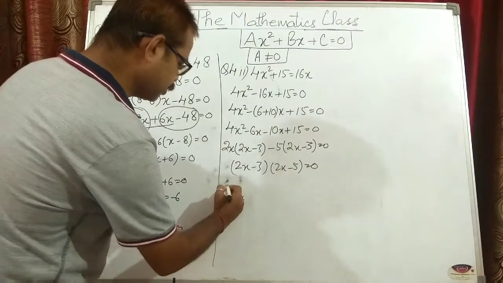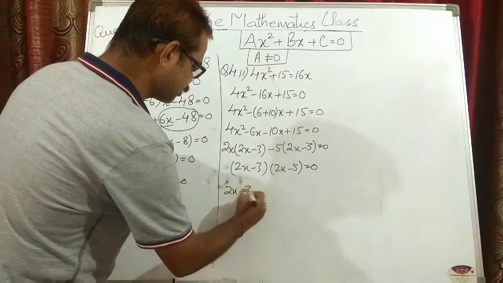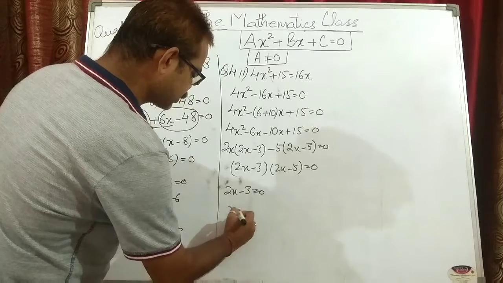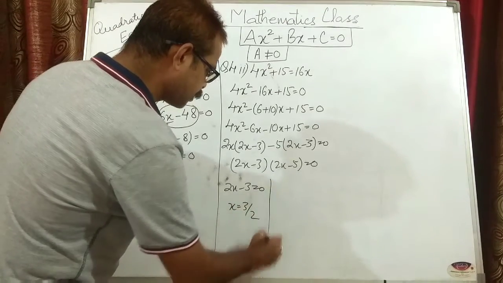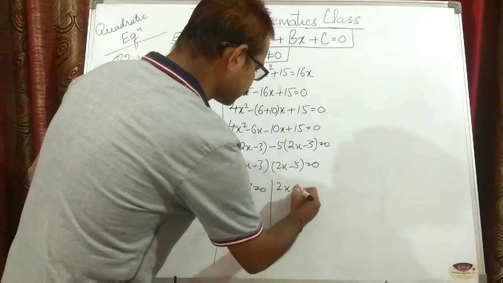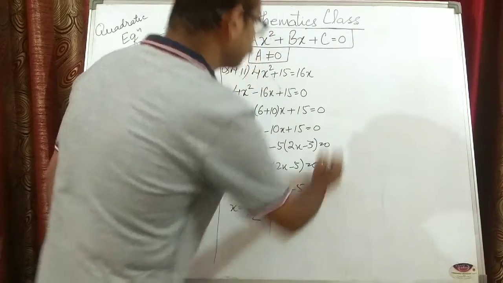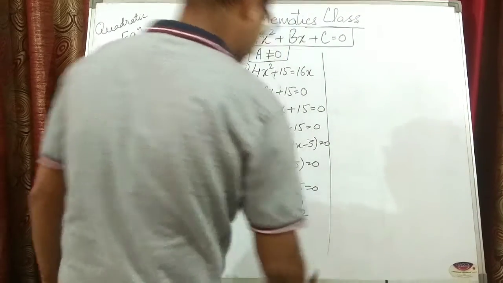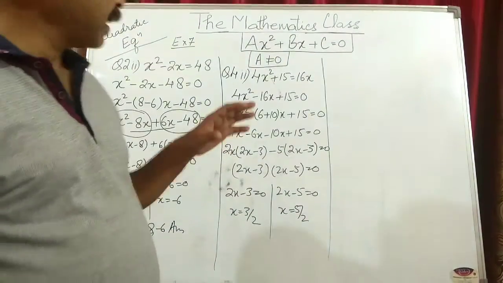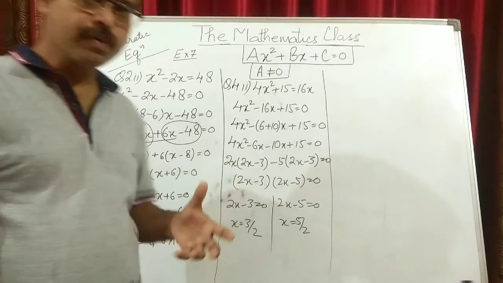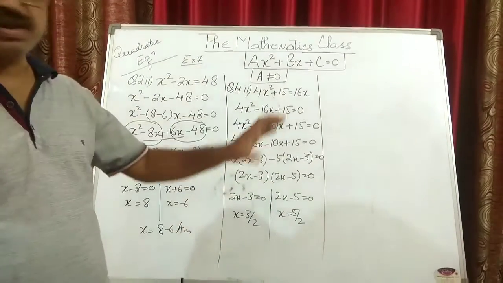Again by the zero product rule we can say 2x minus 3 is equal to 0, so x is equal to 3 upon 2, or 2x minus 5 is equal to 0, so x is equal to 5 upon 2. That is the solution. I hope by now it has been clear to you how to solve these equations.